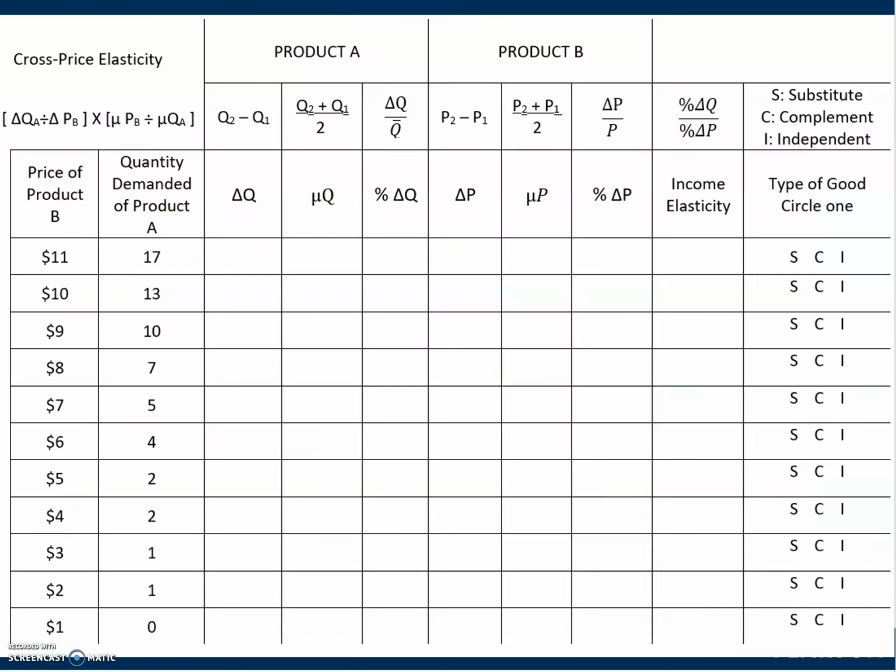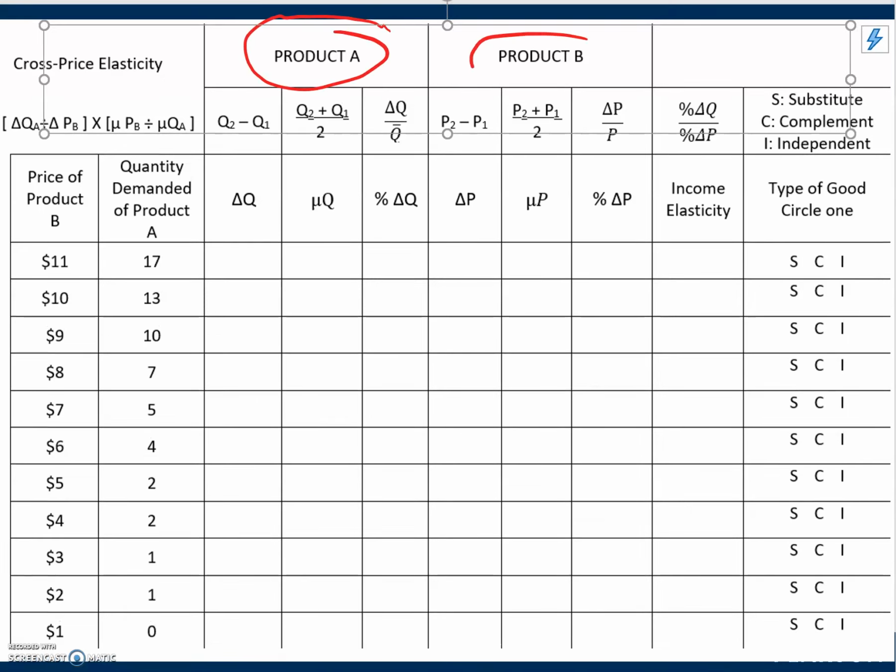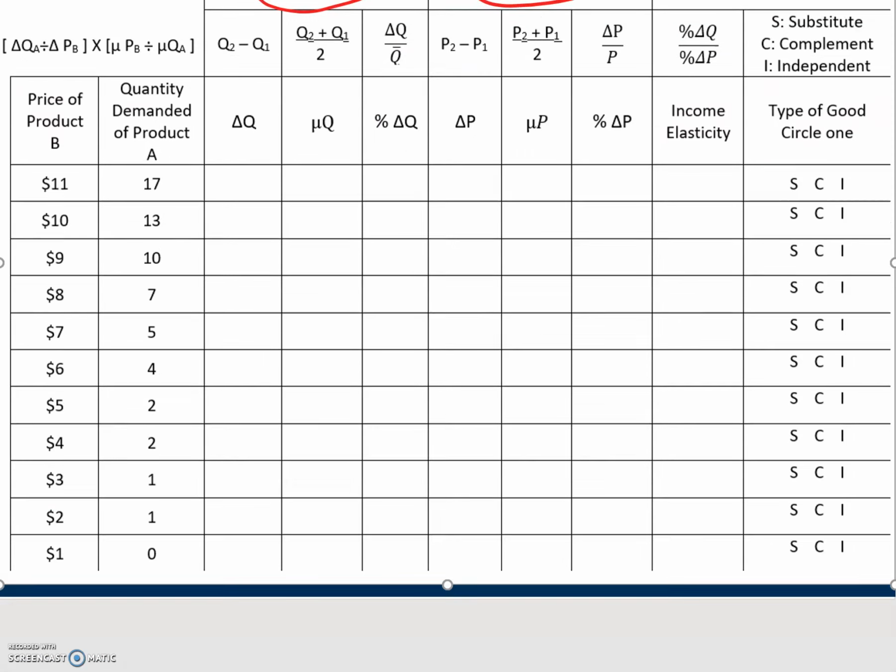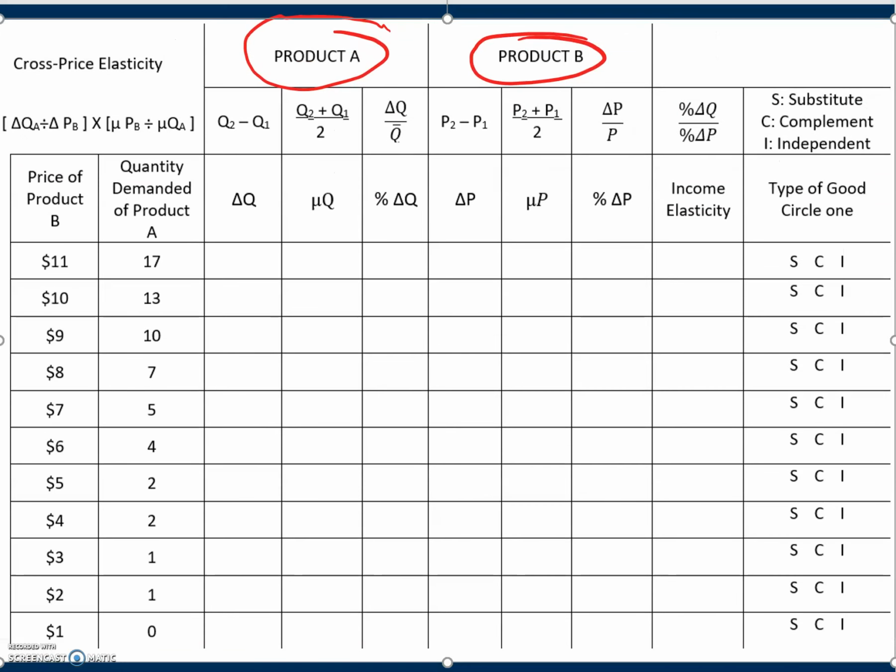So I put together worksheet number 3, and it looks similar, but I've divided things up into product A and product B, mainly because that's what we're going to have to look at, the change. This is going to be the quantity side. What's going to happen to the quantity of product A when the price of product B changes? So we can see that price set up here, and we can see the quantity demanded set up here.